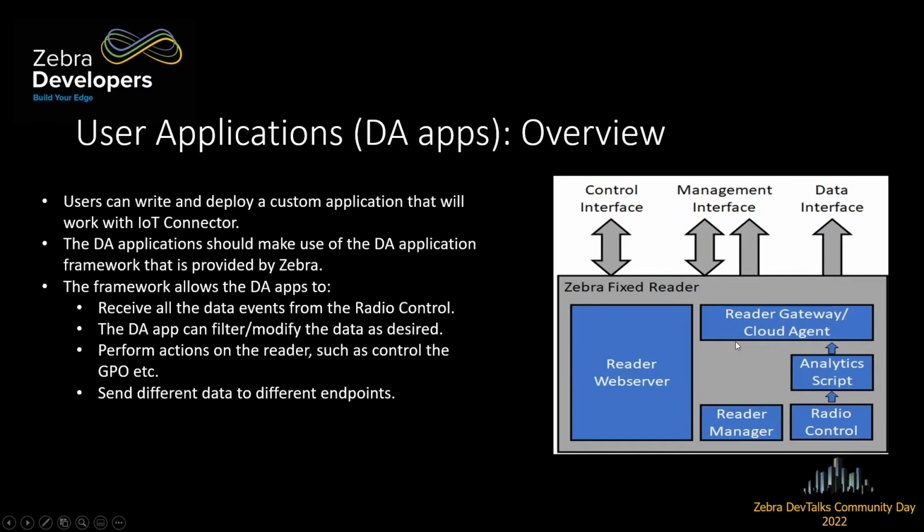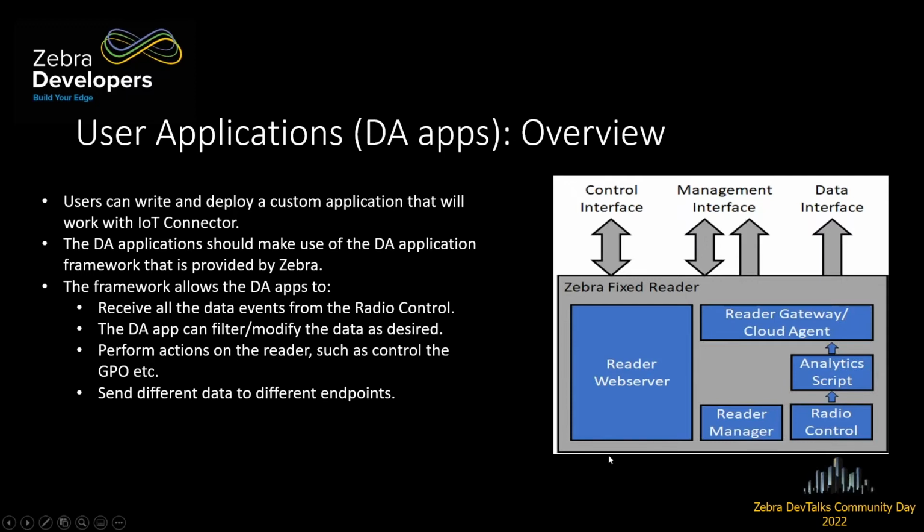And also, like I mentioned in previous slides, the analytics script can be used to send different data to different endpoints. We support two different data endpoints on the reader. If the idea is to send all data to one endpoint and only some filtered data to a second endpoint, the analytics script will come into the picture here. It can filter out all the data that it doesn't want to send to the second endpoint and send only the data that it's interested in. So that is possible as well.